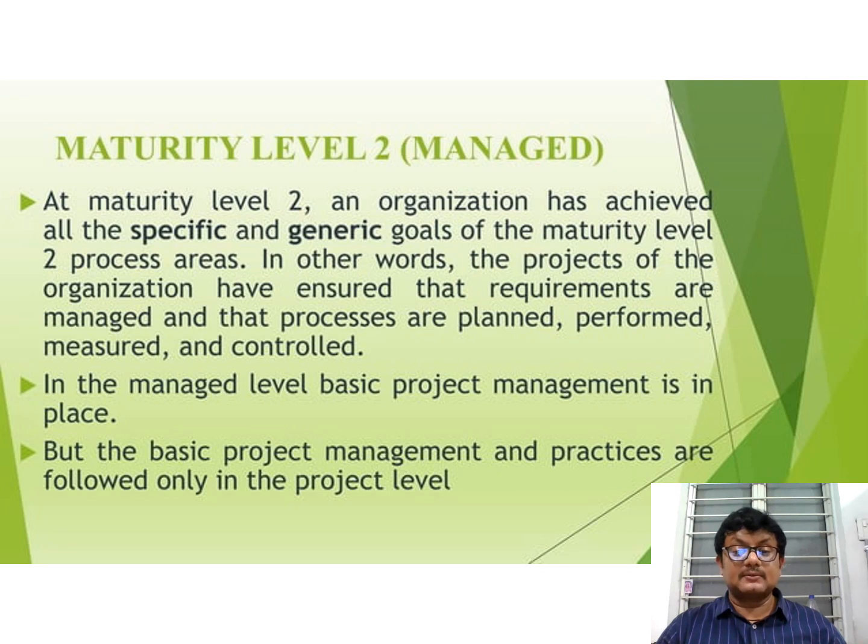Coming to maturity level 2, that is managed. At maturity level 2, an organization has achieved all the specific and generic goals of the maturity level 2 process areas. In other words, the projects of the organization have ensured that requirements are managed and that processes are planned, performed, measured and controlled. In the managed level, basic project management is in place. But the basic project management practices are followed only at the project level.